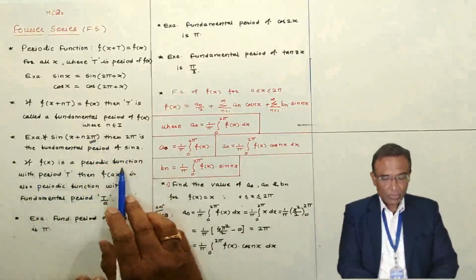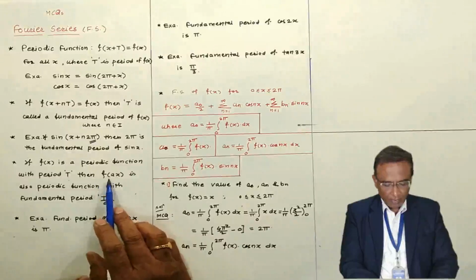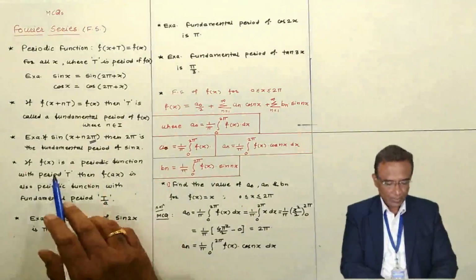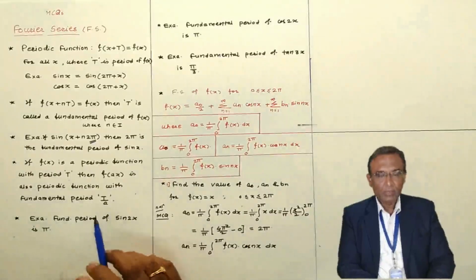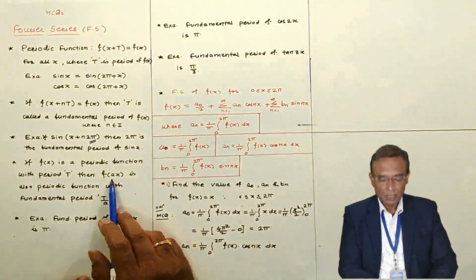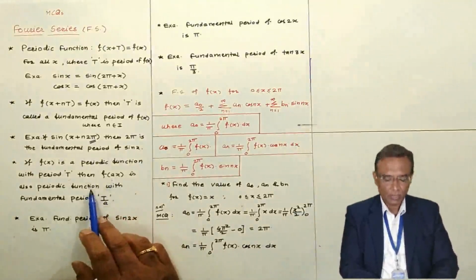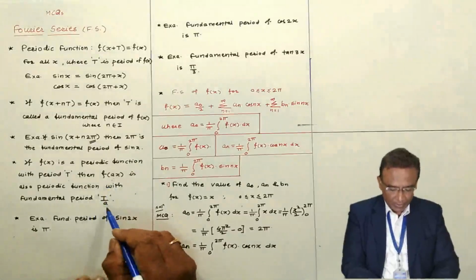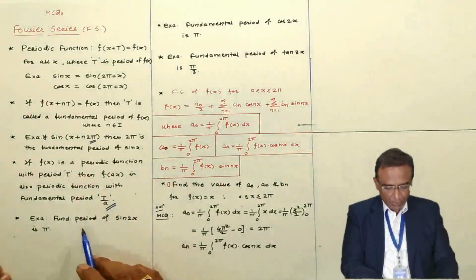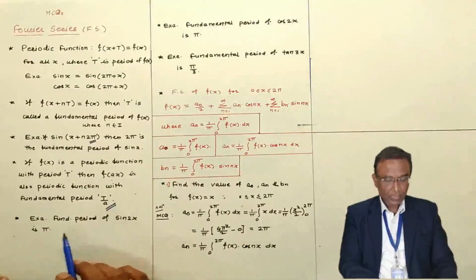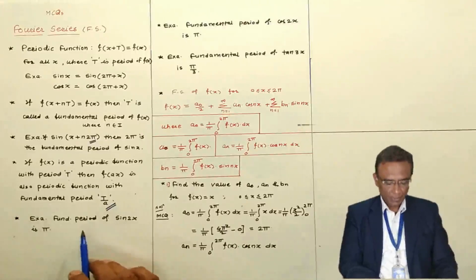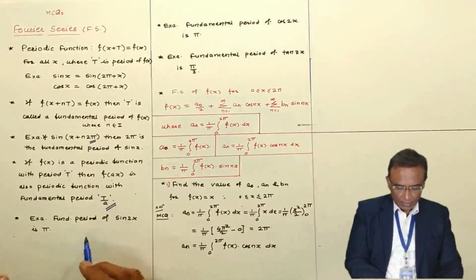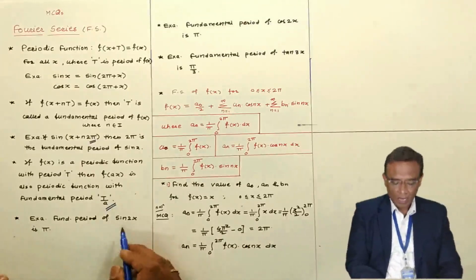If f of x is a periodic function with the period T, then f of ax is also a periodic function, with fundamental period T by a. The example of fundamental period: the fundamental period of sin 2x is pi. And how has this come?